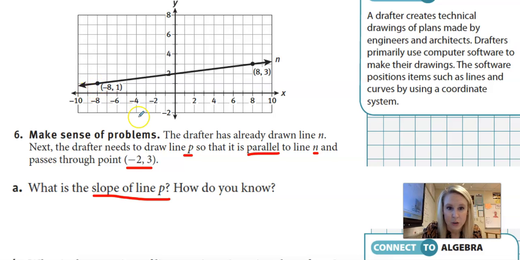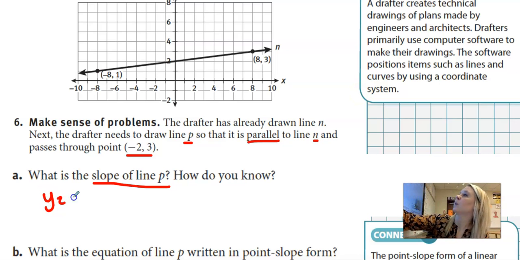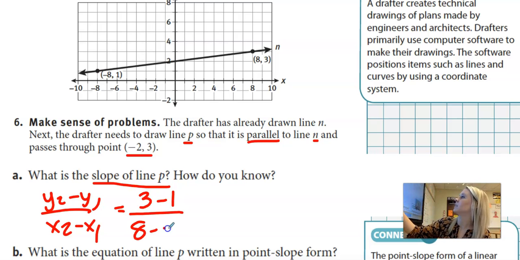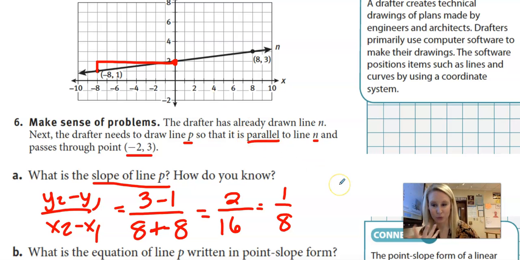Okay, so this one might actually be easier to do with our formula, though you can do it both ways. y2 minus y1 over x2 minus x1. So I'm going to say 3 minus 1 over 8 minus negative 8. So 3 minus 1 is 2. Two negatives make a positive to get you 16. That will reduce to 1/8. Okay, so again, you could have also drawn your right triangle and seen that it went 1 up and over 8. Both ways of doing it.